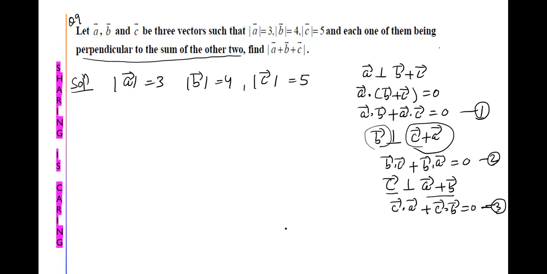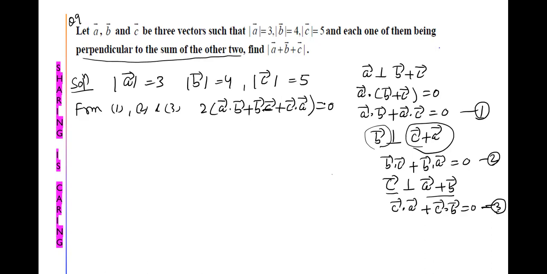So A dot B equals B dot A, and B dot C equals C dot B, and C dot A equals A dot C. If we add the three equations 1, 2 and 3, we are getting twice of (A dot B plus B dot C plus C dot A) equal to 0. Right? If you add equations 1, 2 and 3, you are getting it like this.